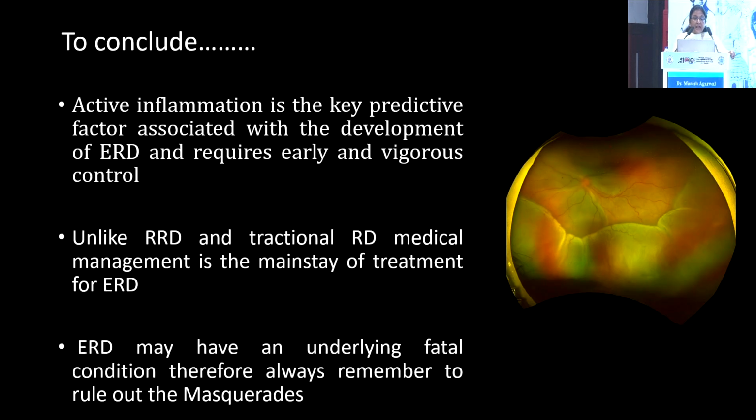So to conclude, active inflammation is the key predictive factor associated with the development of an exudative retinal detachment, and it does require early and vigorous control. Unlike a rhegmatogenous retinal detachment and a tractional RD, medical management is the mainstay of treatment for an exudative RD. However, exudative RD may have an underlying fatal condition, and therefore always remember to rule out the masquerades.